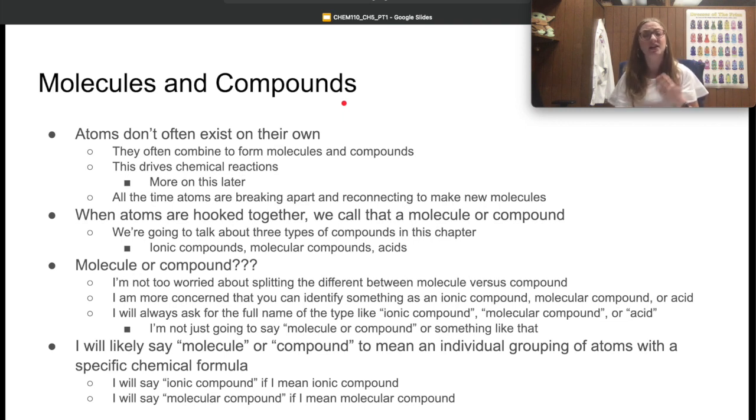Again, I'm going to use these interchangeably. All I'm meaning is some sort of individual grouping of atoms with a specific chemical formula. So if I'm saying molecule, that's what I mean. If I say compound, that's still also what I mean in the end. So again, if I want to mean specifically ionic compounds, I will say ionic compounds. If I want to mean molecular compound, I will say molecular compound. If I want to mean acid, I will say acid in that case. So just kind of wanted to clear up that little bit that I thought was a little superfluous in the book from the beginning. So molecules and compounds, that's the direction we're headed, but we're not splitting the hairs there on that definitional difference.